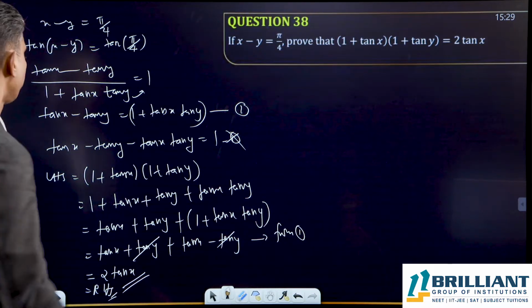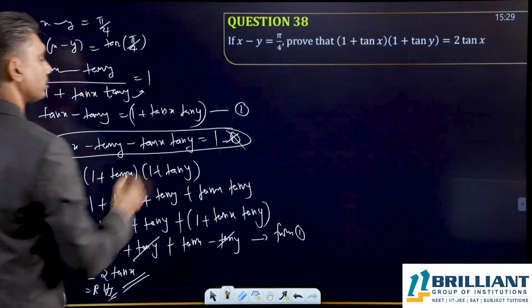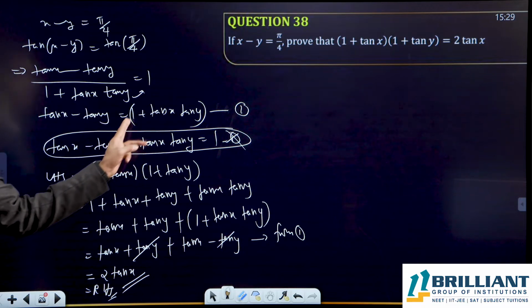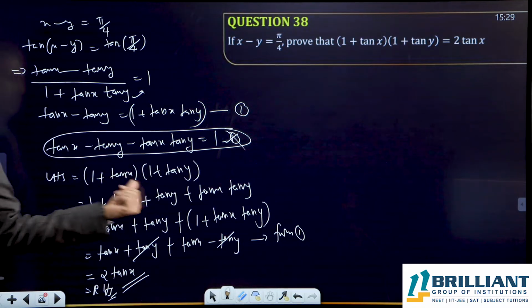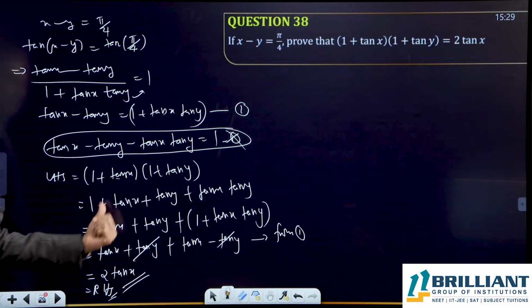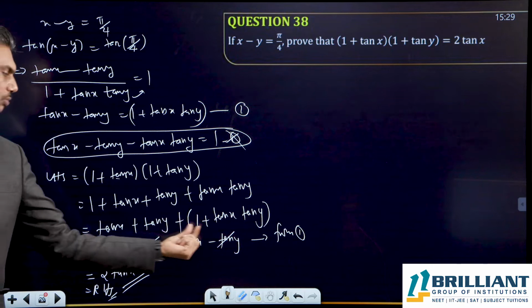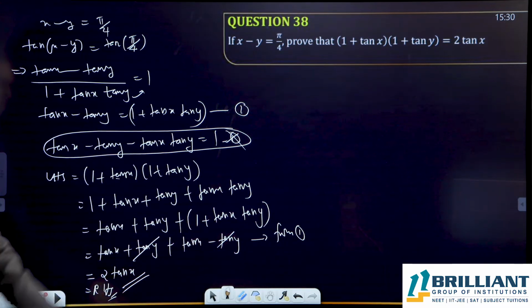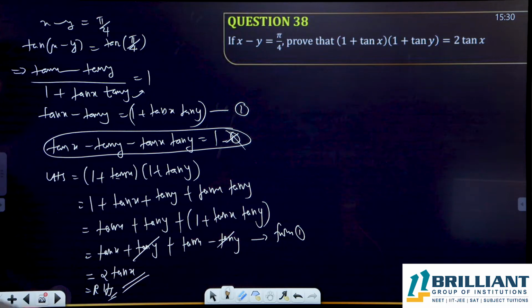So we do not want this step, can cancel this one. Same thing, I do not want to take the left side, but tan x minus tan y is equal to 1 plus tan x into tan y. So LHS is equal to 1 plus tan x, 1 plus tan y, multiplied: 1 plus tan x plus tan y plus tan x tan y. So 1 plus tan x tan y is tan x minus tan y. If you substitute here, it will be 2 tan x equal to 2 tan x. Let us go for the next question.